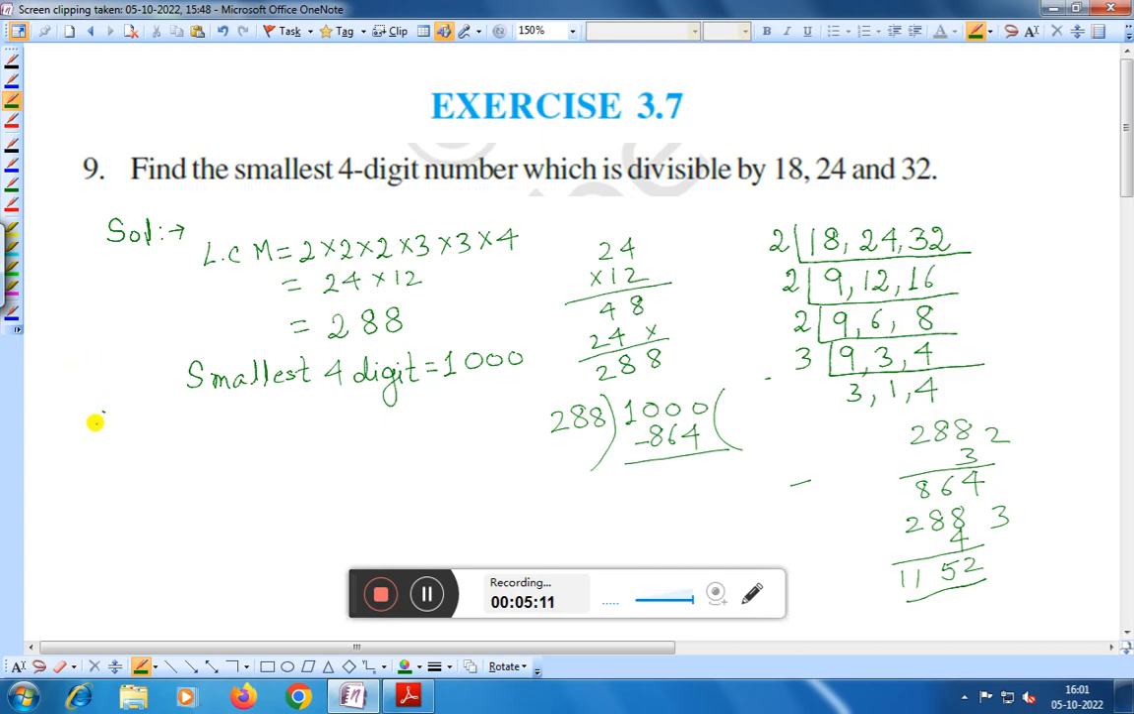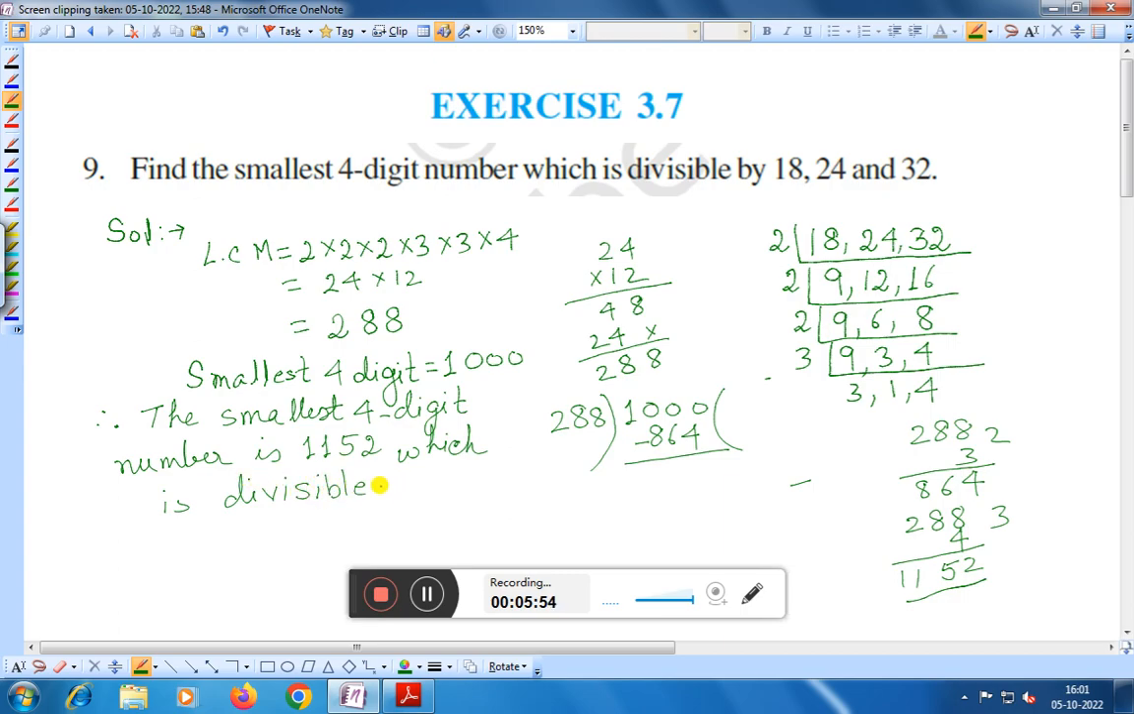Right? Therefore, the answer is: the smallest 4-digit number is 1152, which is divisible by 18, 24 and 32.